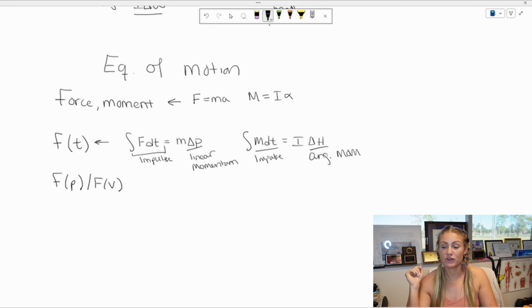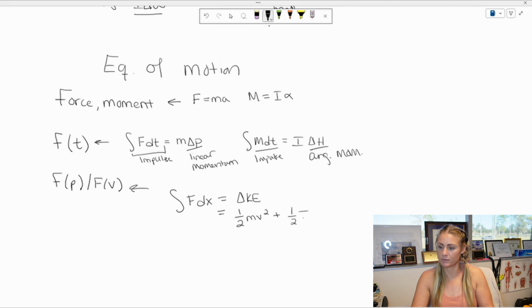What if you answered by saying my force is a function of position? Well, now you have work. So you have force in terms of displacement, because work is how much energy it takes to move an object. So we have F dx. This is going to equal the change in kinetic energy, or you can say 1/2 mv squared plus 1/2 I omega squared. Again, this is your potential energy side, and this will be your kinetic energy side.